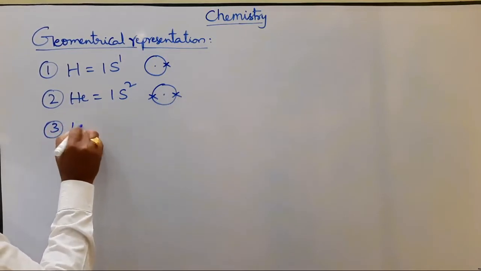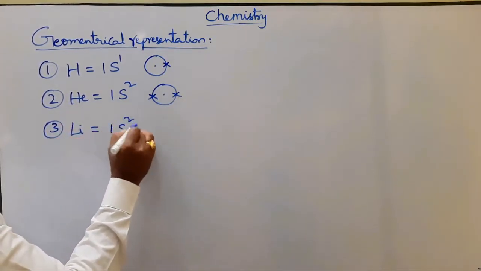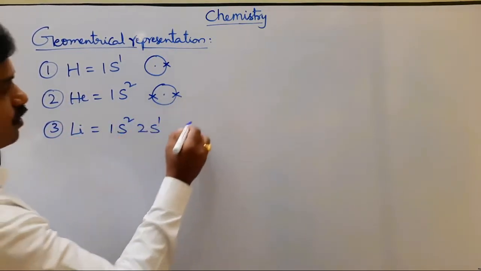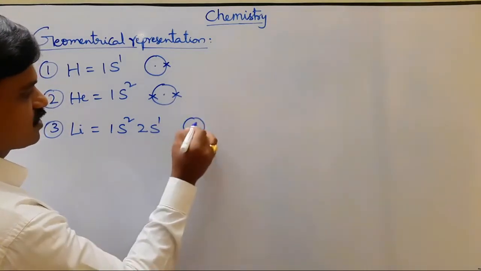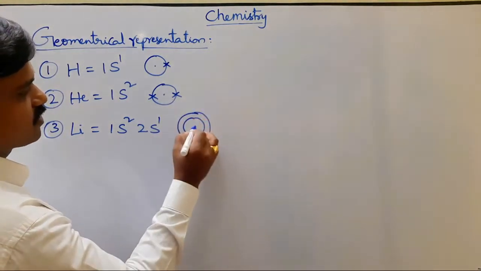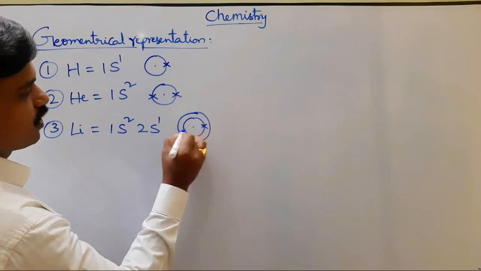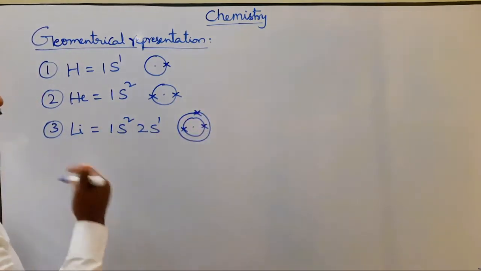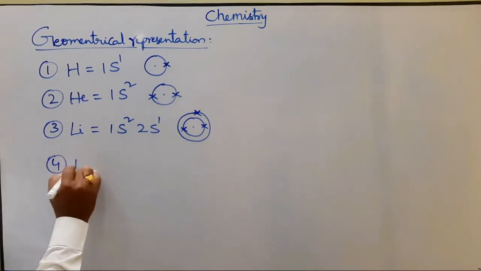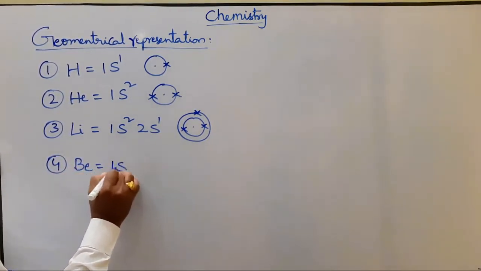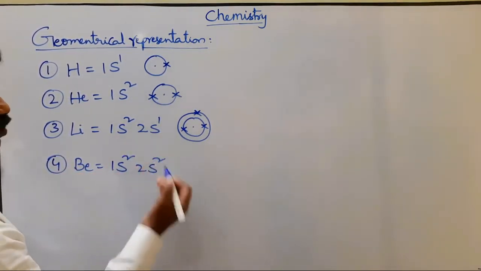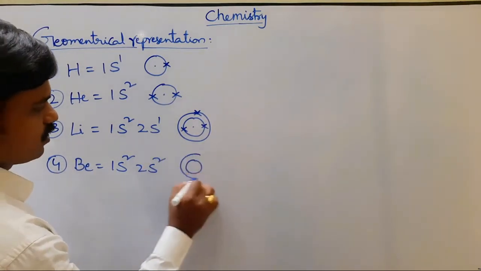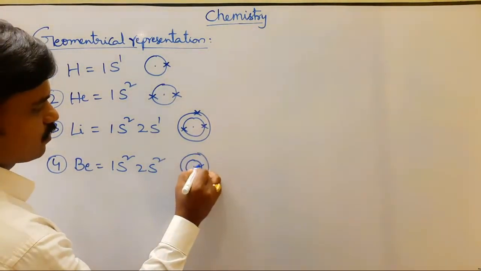Third element is lithium. Its electronic configuration is 1s2 and 2s1. So it has 2 shells, first shell and second shell. In first shell it has 2 electrons and in second shell it has 1 electron. Totally 3 electrons are there. Fourth element is beryllium. 1s2 and also 2s2. First shell has 2 electrons and second shell also 2 electrons.